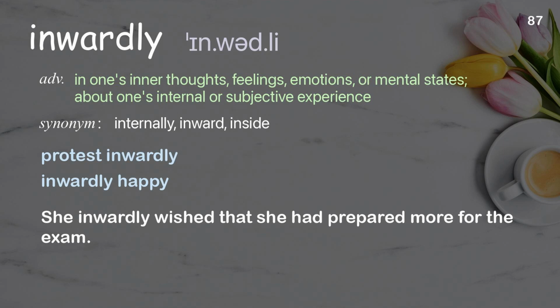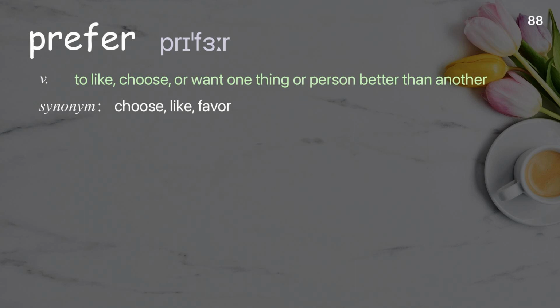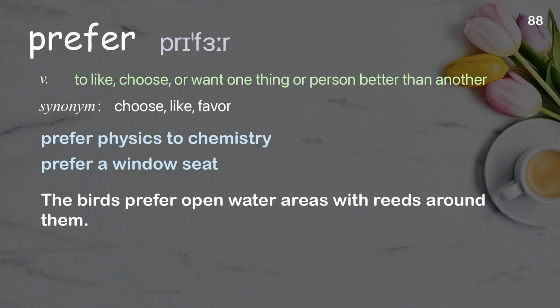Prefer. To like, choose, or want one thing or person better than another. Examples: prefer physics to chemistry, prefer a window seat. The birds prefer open water areas with reeds around them.